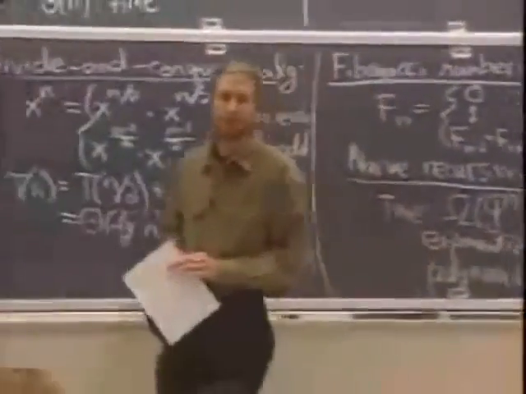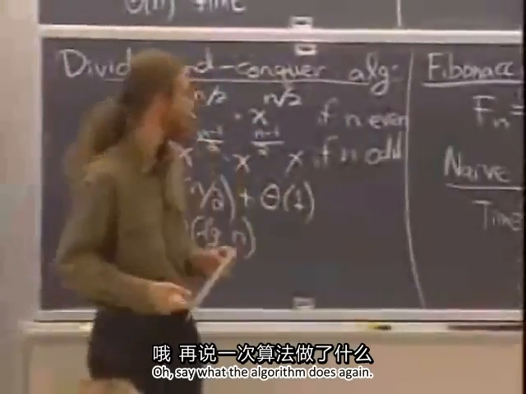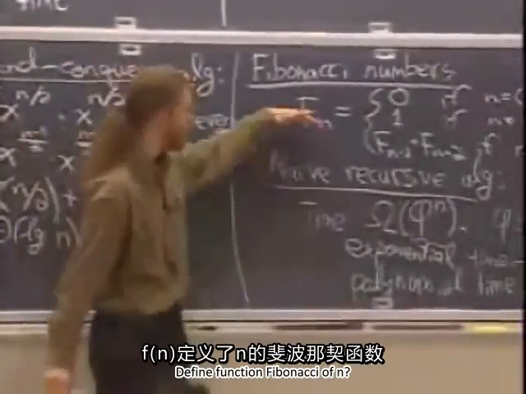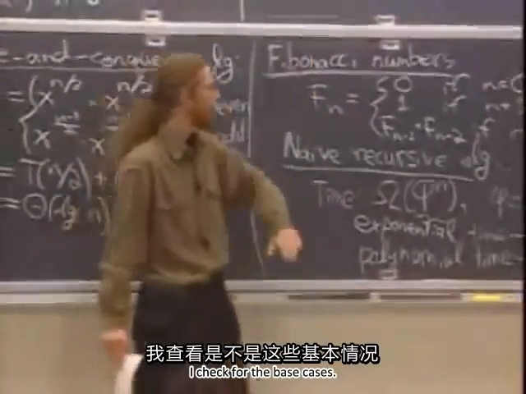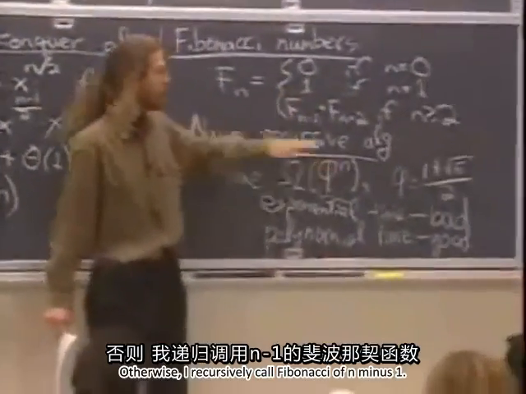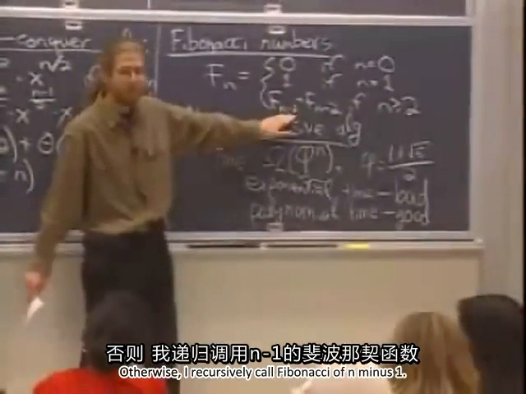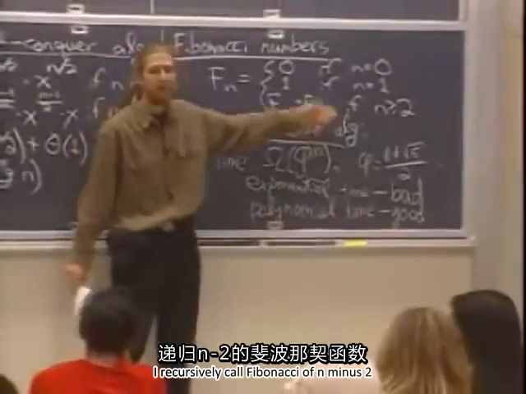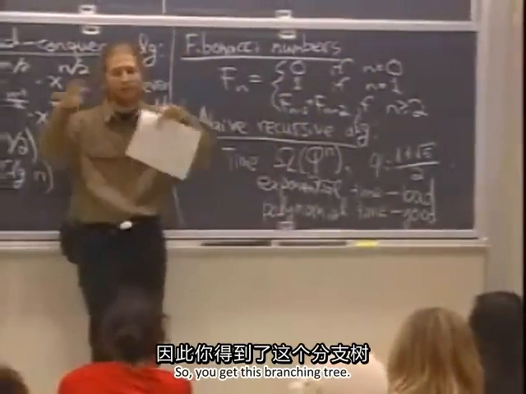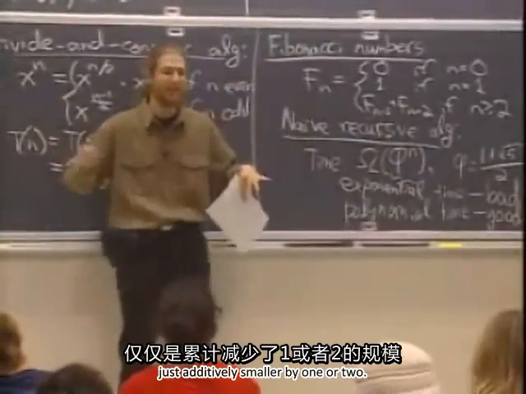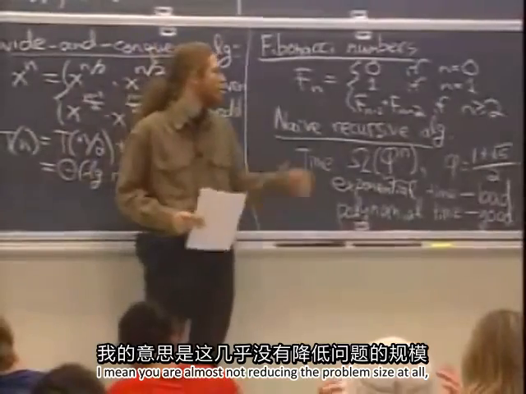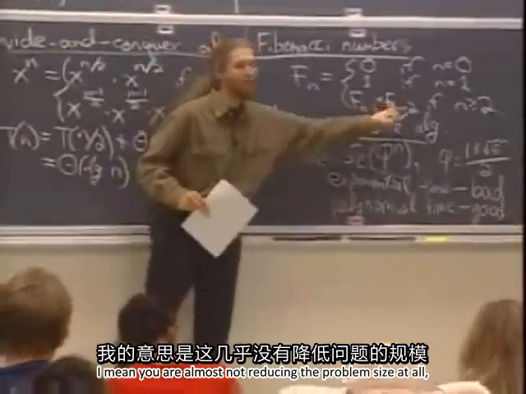Question? Say what the algorithm does again. So define the function Fibonacci of n. I check for the base cases, and otherwise I recursively call Fibonacci of n minus 1, and I recursively call Fibonacci of n minus 2, and add those two numbers together. So you get this branching tree. You're solving two subproblems of almost the same size, just additively smaller by 1 or 2.